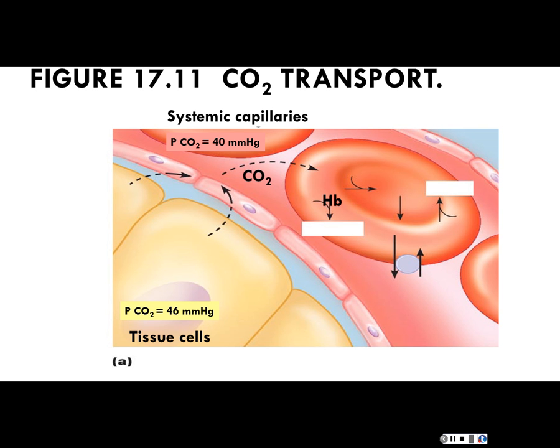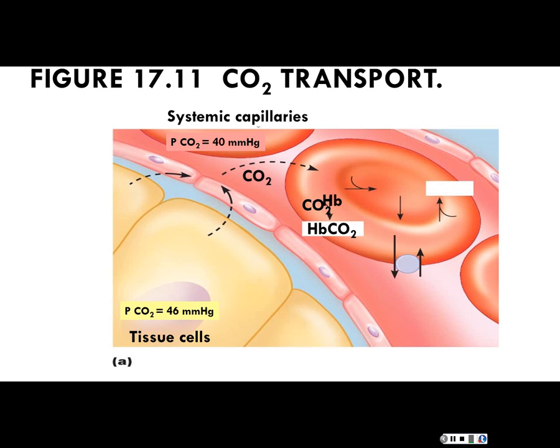What may be new to you is that carbon dioxide can also diffuse into your red blood cells and bind with hemoglobin, that transport protein. The second way is it can bind with hemoglobin. The third and most abundant way that carbon dioxide is transported is it undergoes a transformation to bicarbonate ion.